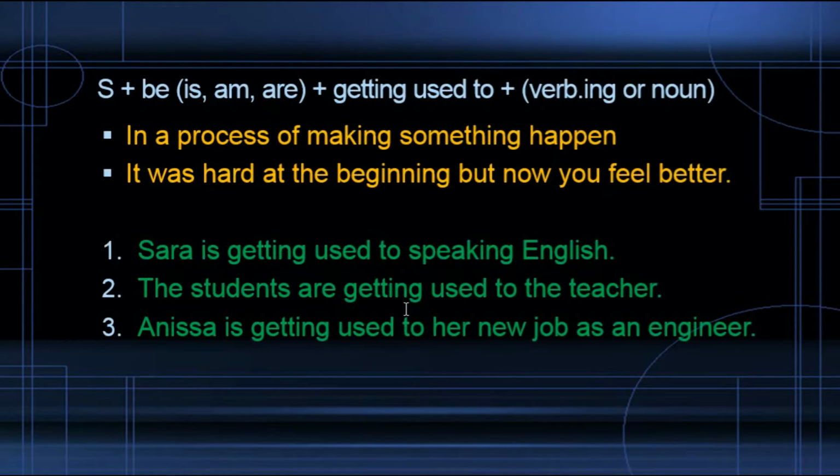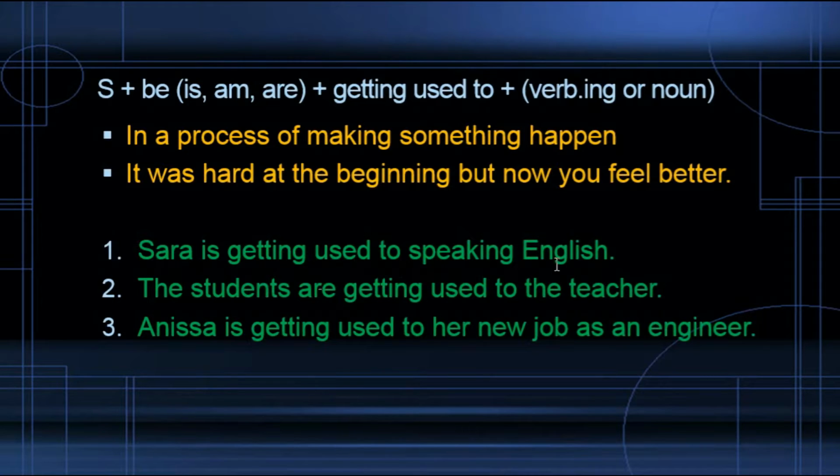The third form of it is when you have a subject, is or are, and getting used to. Then you have the verb with -ing or a noun. In this case, what you're trying to tell me is that it is a process of making something happen. Getting used to tells you about the process. It tells you that something was hard at the beginning, but now you feel better. It's not easy, but it is easier, right?